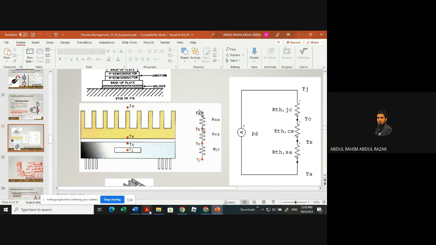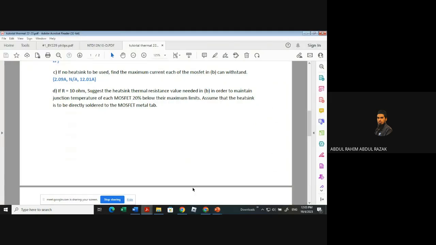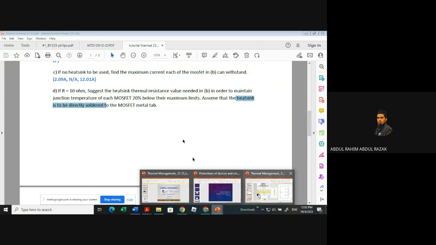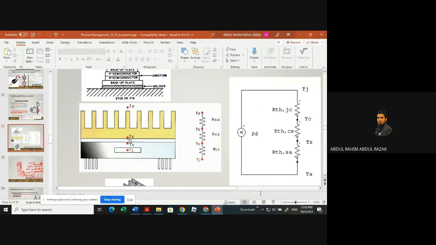Tapi dalam soalan tadi dia kata, kena faham soalan lah. Soalan dia, assume that the heat sink to be directly solder. Means that you solder directly, pateri terus. That's why when you pateri terus, dia punya resistance consider as zero. You pateri antara case dan heat sink ni, so case and heat sink, they are sharing the same temperature value lah. And so TC and TS are the same. That's why we have zero resistance.